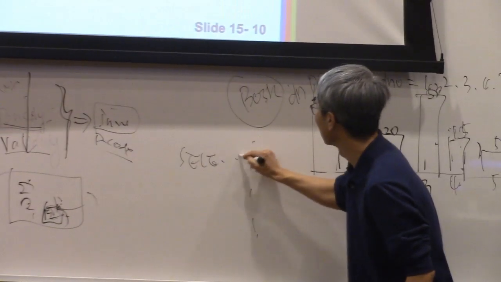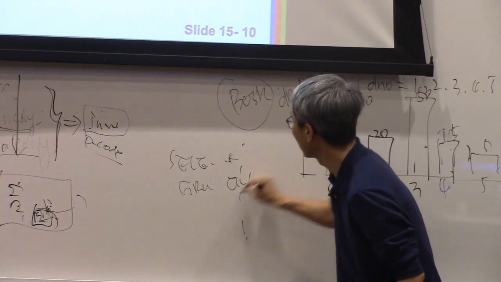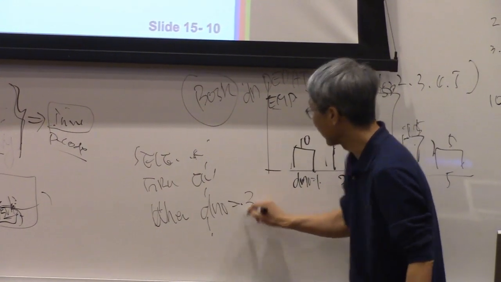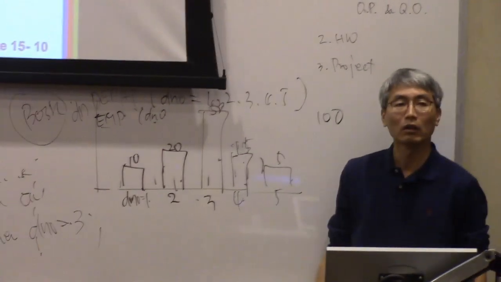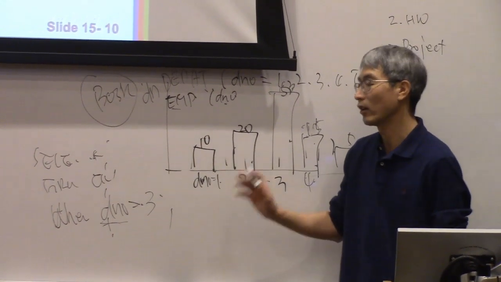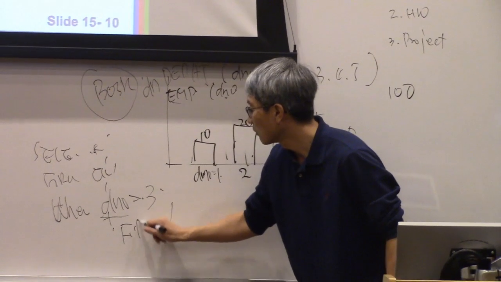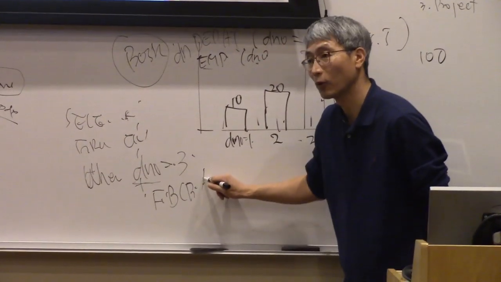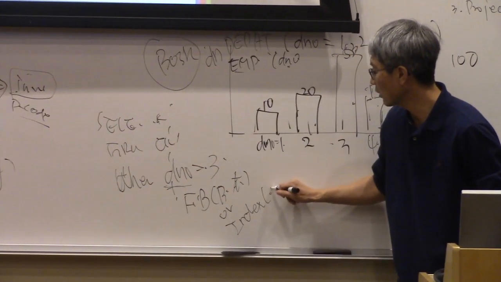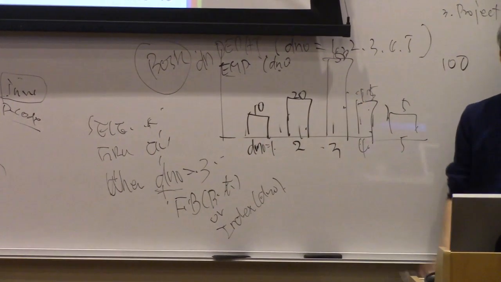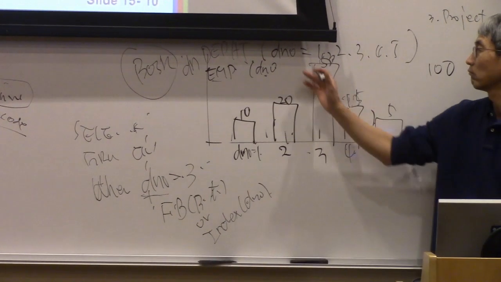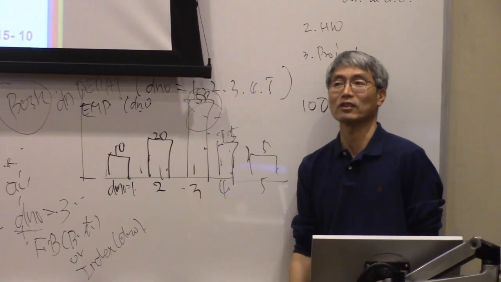The query is: select from employee where DNO is equal to 3, for example. Let's say we have an index for DNO. Which one is better? The brute force way, or using the index with the DNO, in the case of 3? Indexing? A full table scan is better.